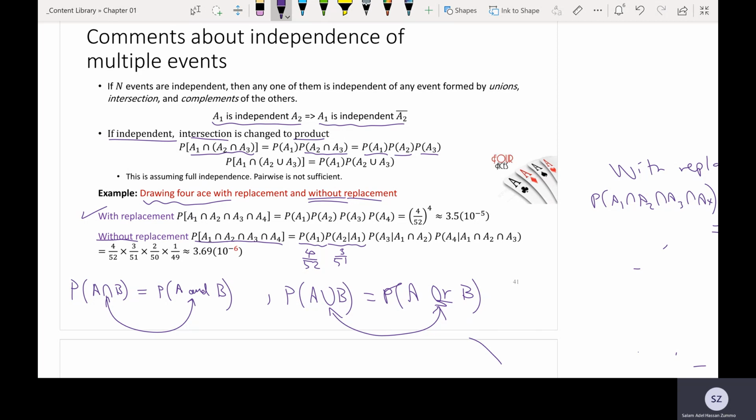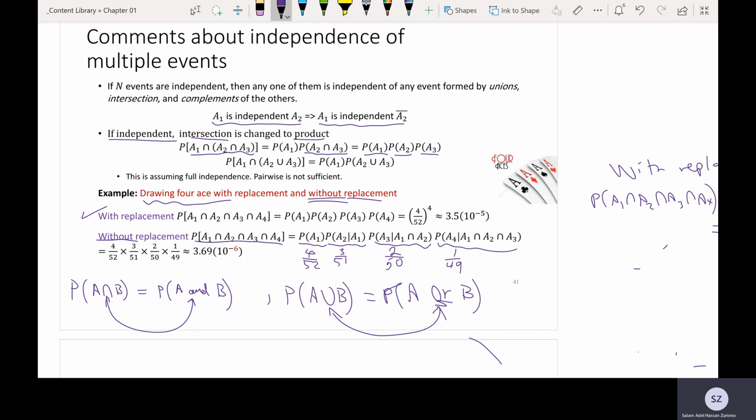Okay, so it's 3 over 51 multiplied by the probability of selecting an ace in the third draw, given that I selected 2 aces before, since I'm interested in the probability of having 4 aces. So what is this? 2 aces remaining divided by 50 total cards. Multiplied by the probability of selecting a 4th ace in the 4th draw, given that I selected 3 before. What is this? One card remaining over 49.